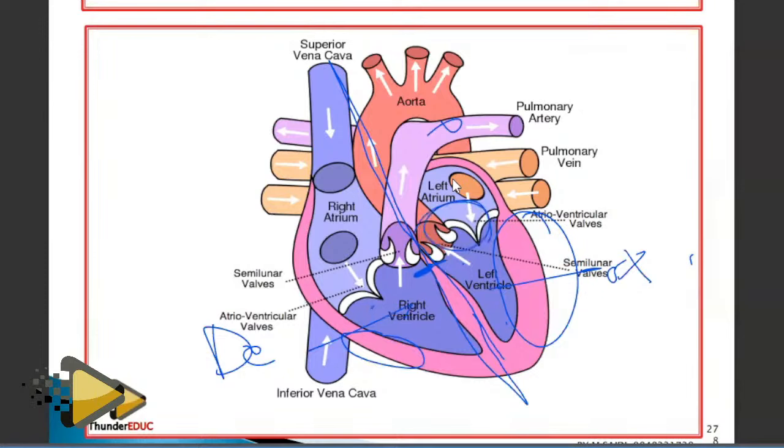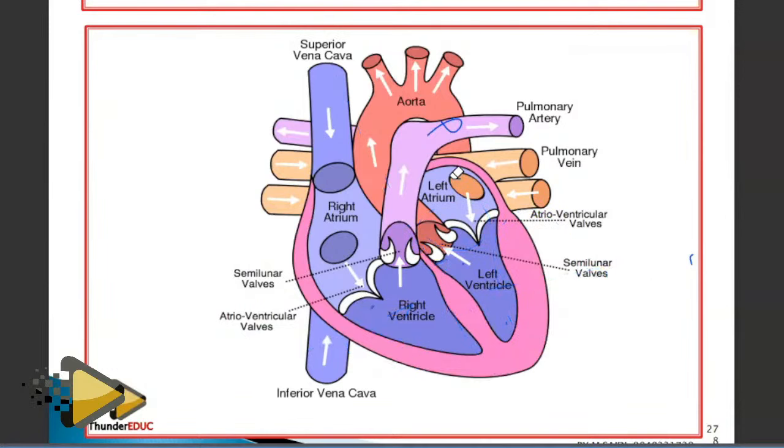We also remember when I was teaching, I told you that these questions are coming. It's not the first time I'm saying it, and it's not the last time. This question is coming: the function of the valves. What is the function of the valve? I say that the function of the valves is to prevent the backflow of blood.